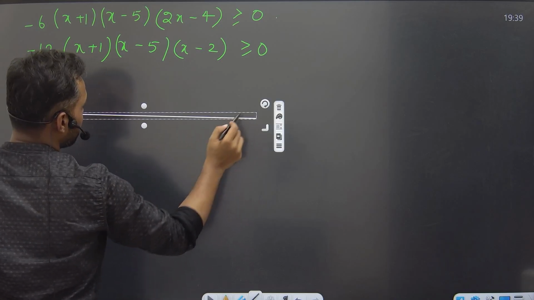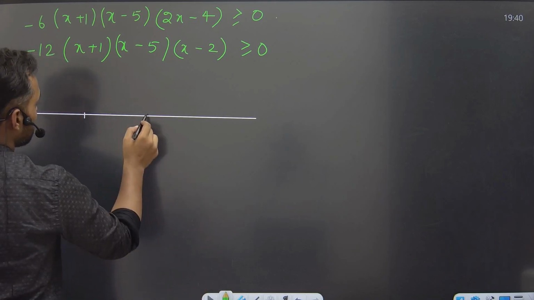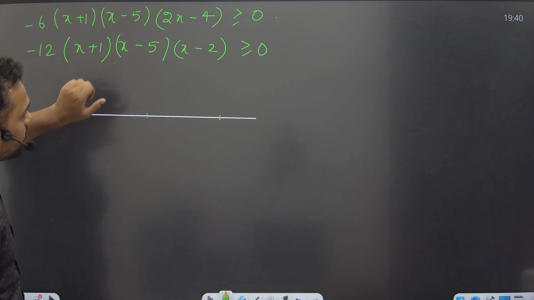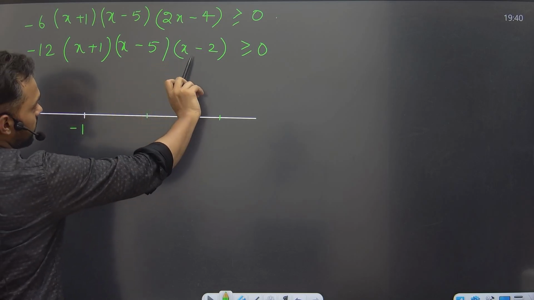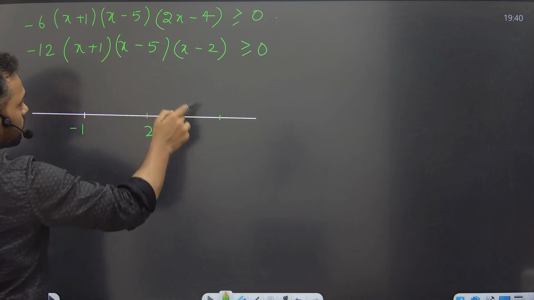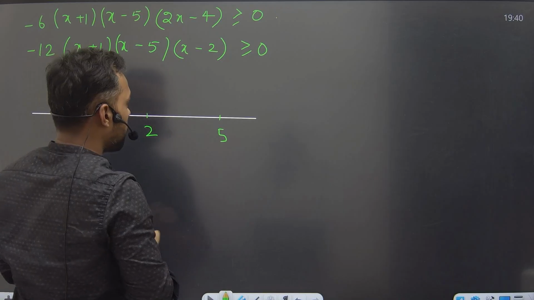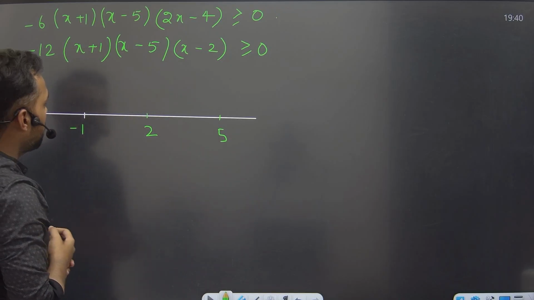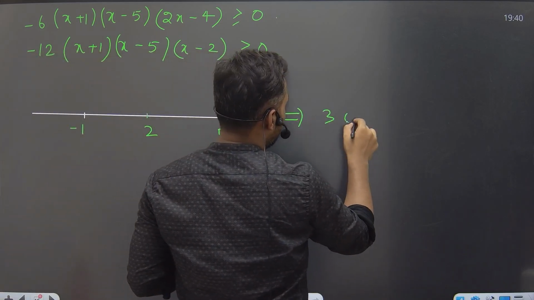What are the critical points here, student? You just need to see the first critical point, the second critical point and the third critical point. So the first critical point will be negative of 1. Second critical point will be x minus 2 equals 0, that is 2. Similarly, the third critical point will be x minus 5 equals 0, that is 5. According to the wavy curve method we are performing here, we can see that there are 3 critical points, student.